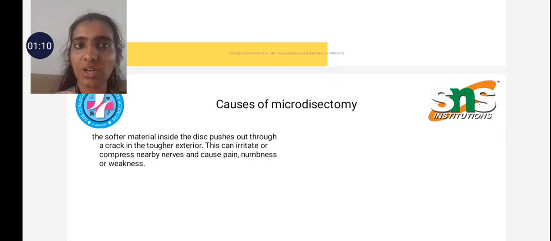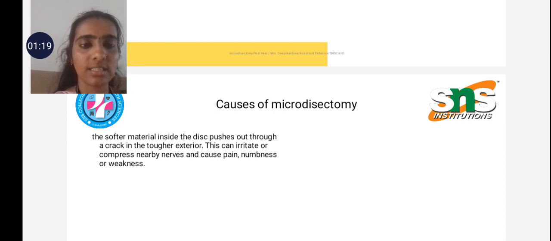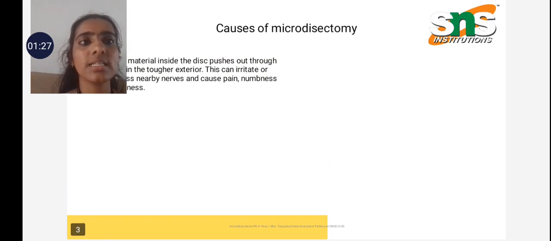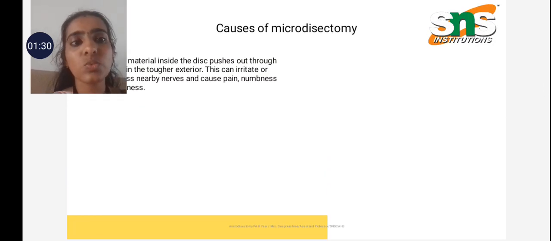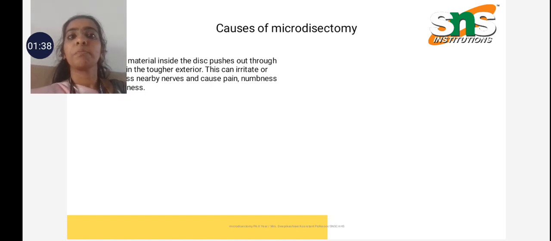So some of the causes of microdiscectomy: the softer material inside the disc pushes out through a crack in a tougher exterior. This can irritate or compress the nerve, causing numbness or pain. These are the causes. The main reason is compressing the nerve. What are the situations which compress the nerve? Prolonged sitting, prolonged standing, prolonged weight bearing. These day-to-day regular activities can cause disc prolapse.